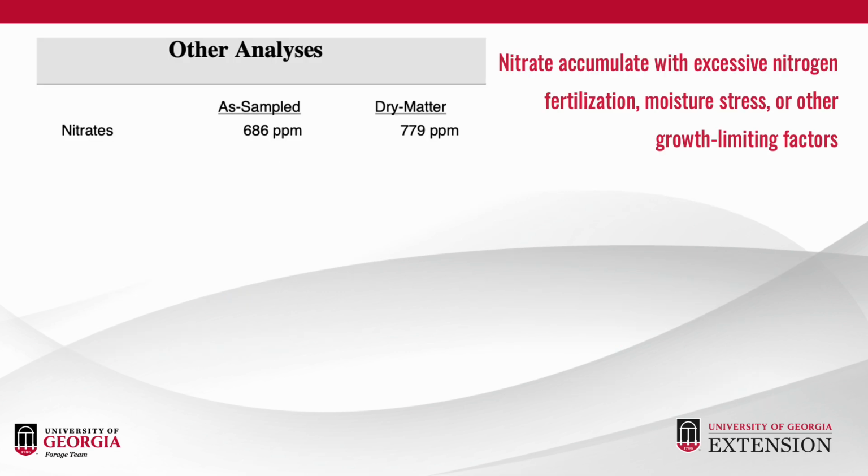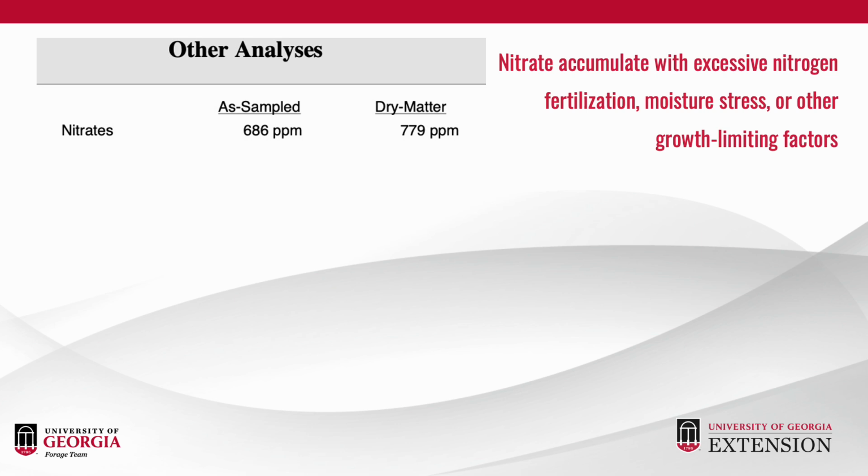If there is a question of nitrate toxicity in the material you are feeding, whether it's green plant material or stored feed material for hay or baleage, you can do a nitrate test through our university labs. Again, the nitrates are going to accumulate with excessive nitrogen fertilization, moisture stress, or other growth limiting factors. When you send in your forage test, the report that comes back will have your nitrate analysis at the bottom of your forage sample on the lower right-hand side. We want to look at this dry matter column for our nitrate number.